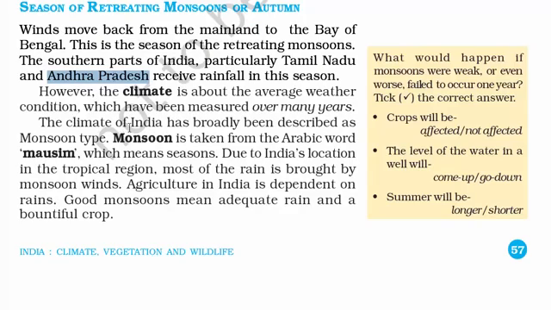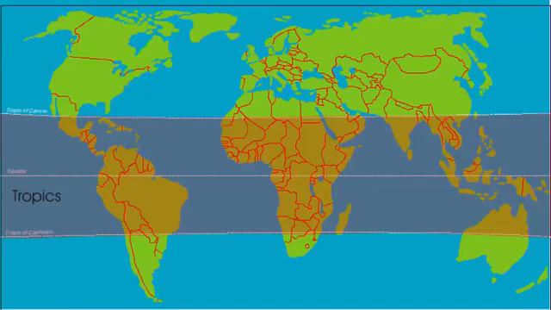The climate of India has broadly been described as monsoon type. Monsoon is taken from the Arabic word mawsam, which means season. Due to India's location in the tropical region, most of the rain is brought by monsoon wind. So what do you mean by tropical region? Tropical regions are those places that fall in between the Tropic of Cancer and the Tropic of Capricorn.